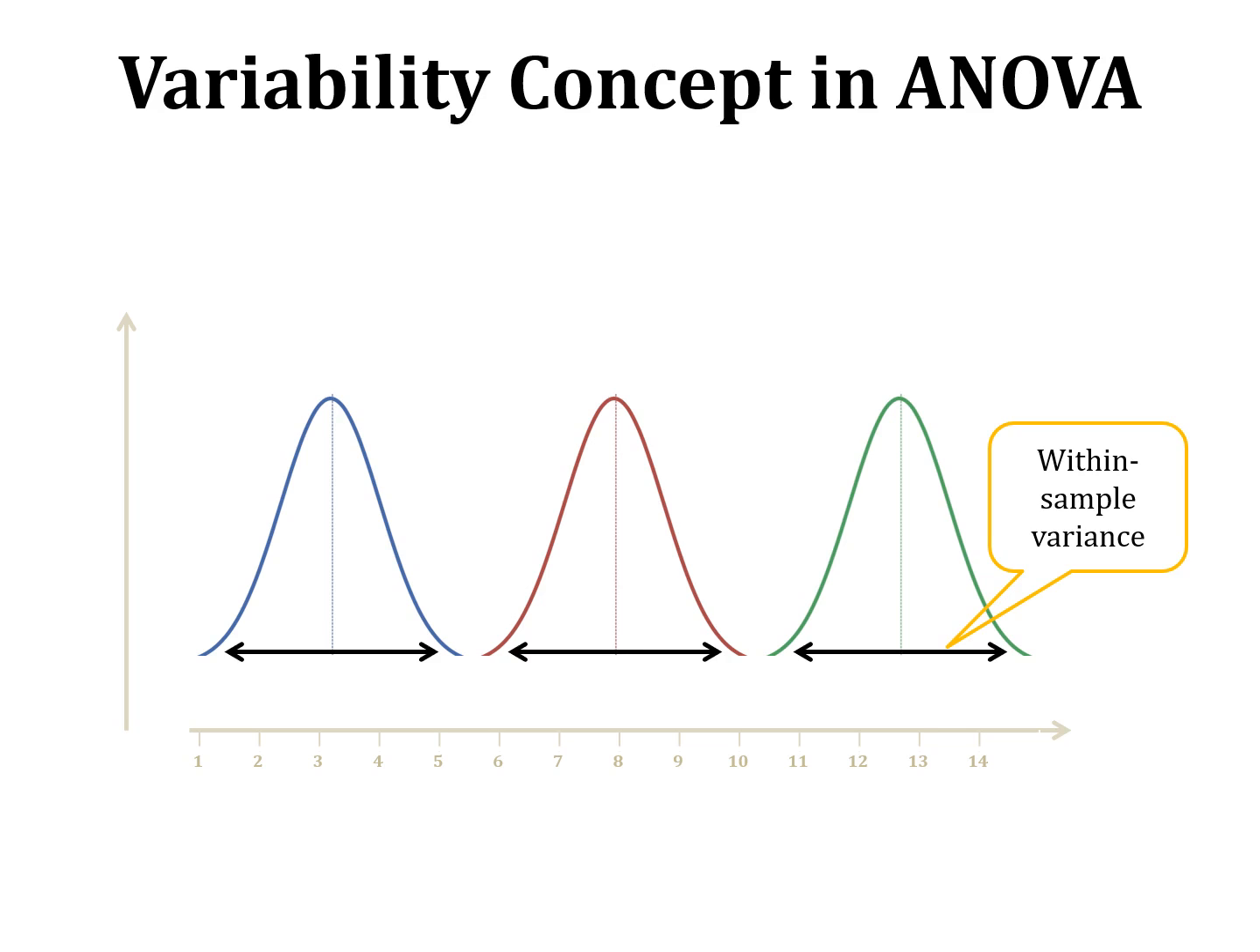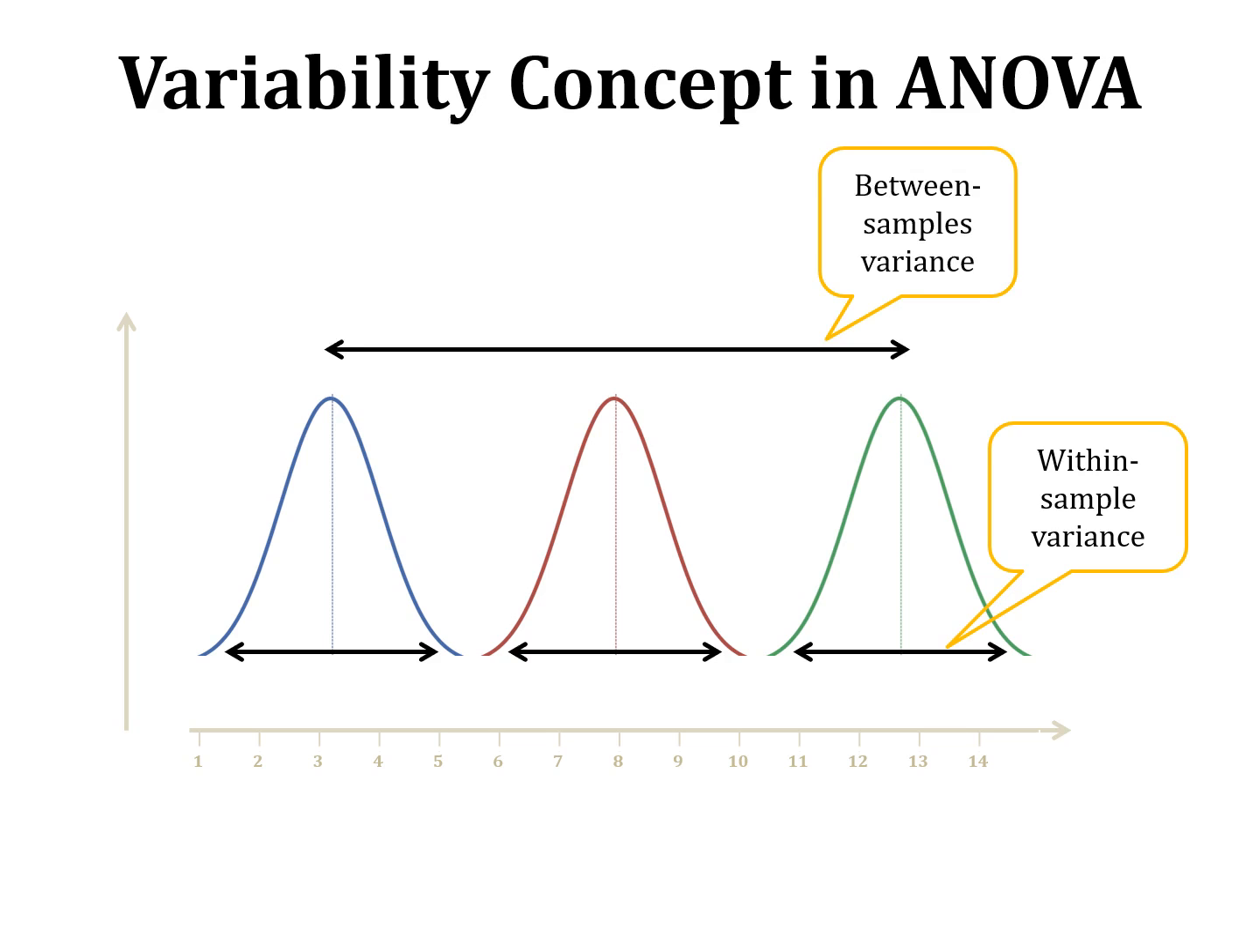Then for sample number 2, the mean value is around 8, and we can see that the values are spread around 8. And then for sample number 3, the mean value is close to 13, and we can see that the values are spread around 13. So these are within-sample variances.